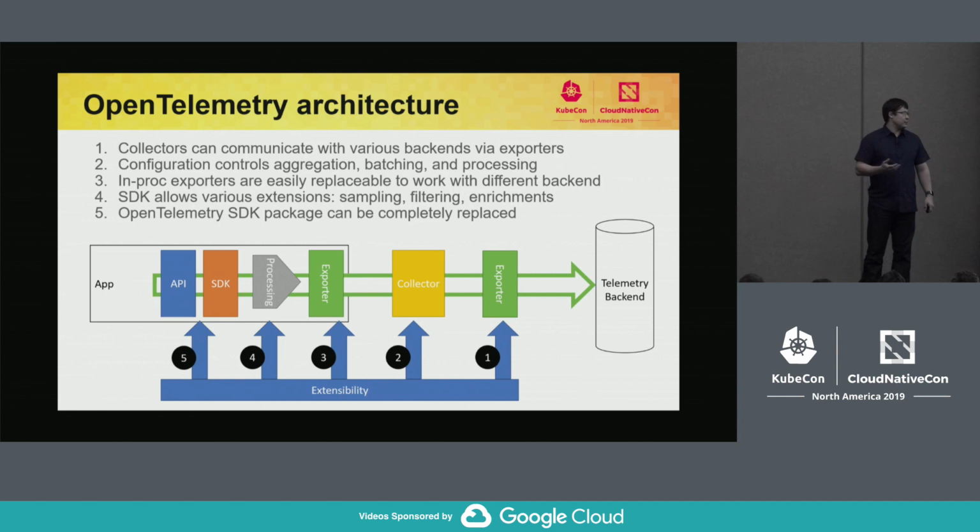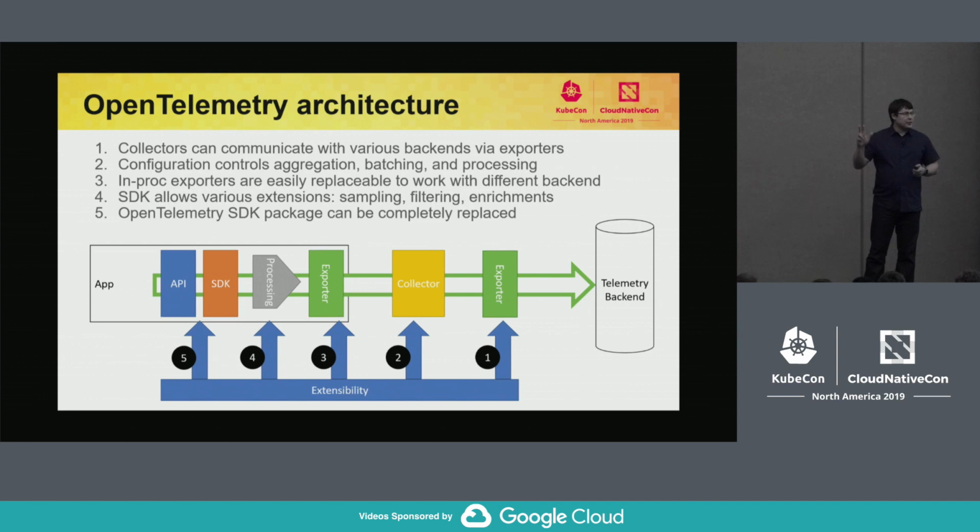Second extensibility point is the ability to configure the collector to process your data the way you need to process it. You can aggregate certain metrics and not aggregate others. You can filter spans. You can enrich telemetry with additional attributes. All of this is available through configuration.